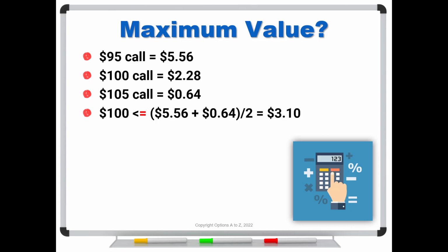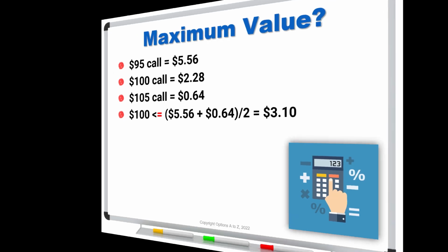Now, if it happens to break that boundary of $3.10, there's what's called an arbitrage opportunity. I'm not going to go into the details of it, but that's how we know that it has to happen in the real world. So to give you a little bit more of an insight into why this has to happen, let's jump over to an Excel spreadsheet and take a look at it graphically.